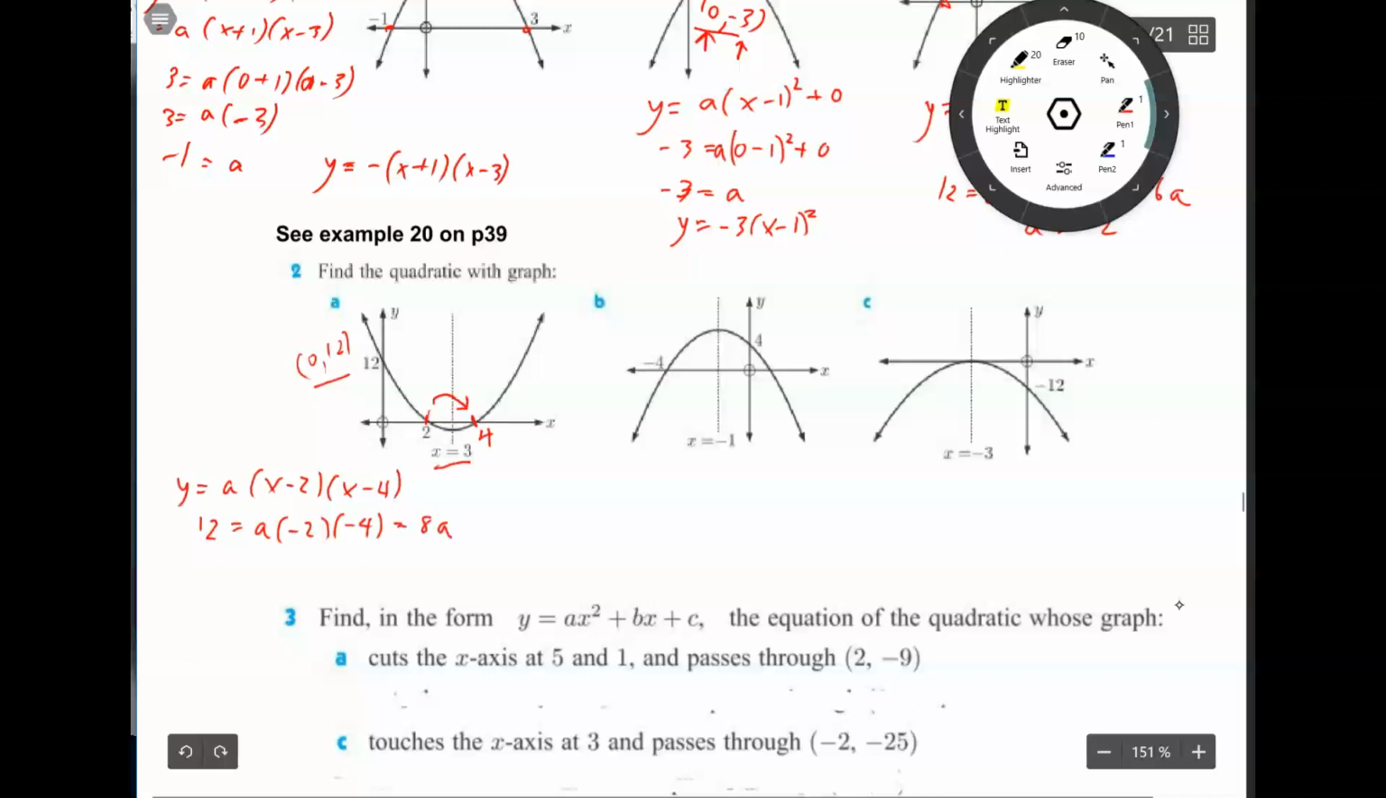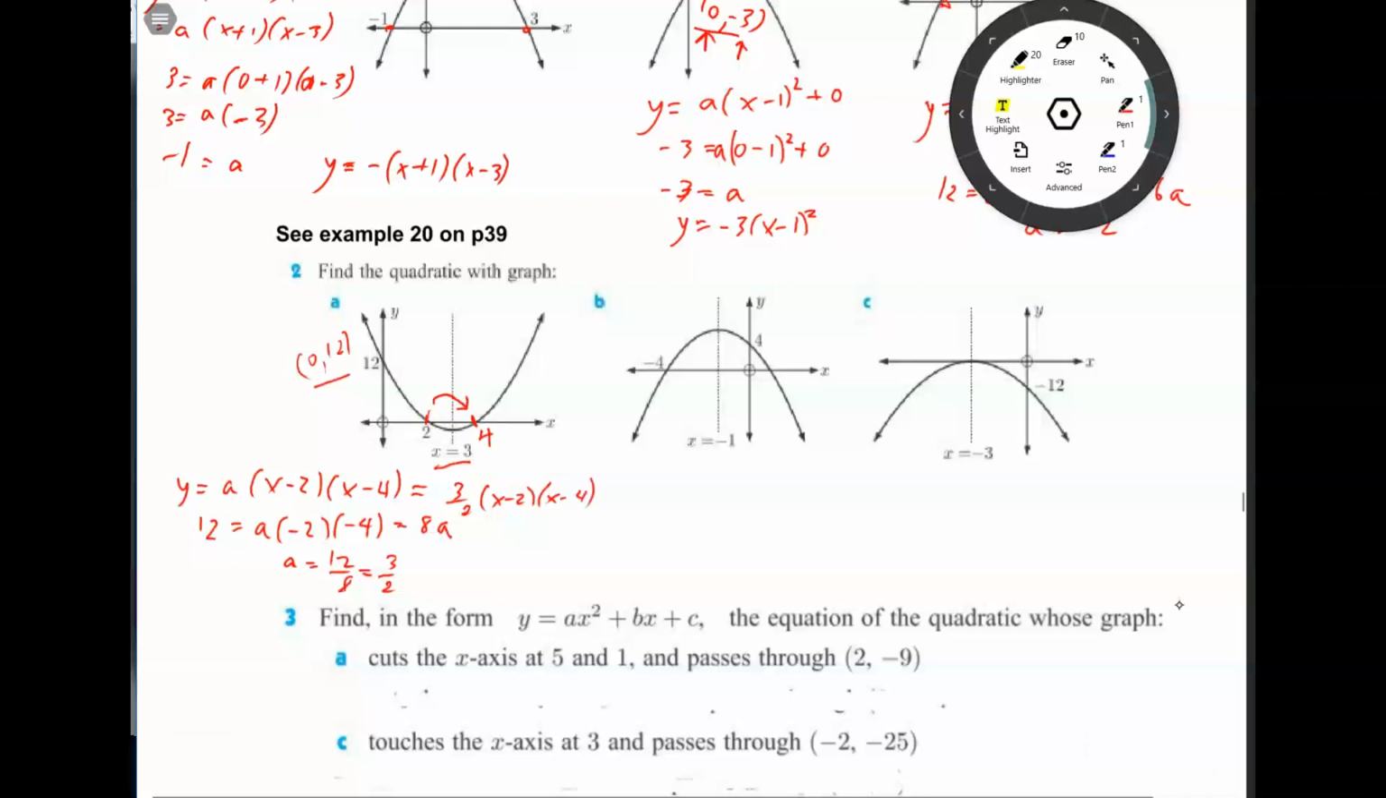And then if I divide both sides by 8, then I'll have a equals 12/8, which means a is 3/2. And then if I filled in the a value here, it would be y equals 3/2 times x minus 2 times x minus 4.